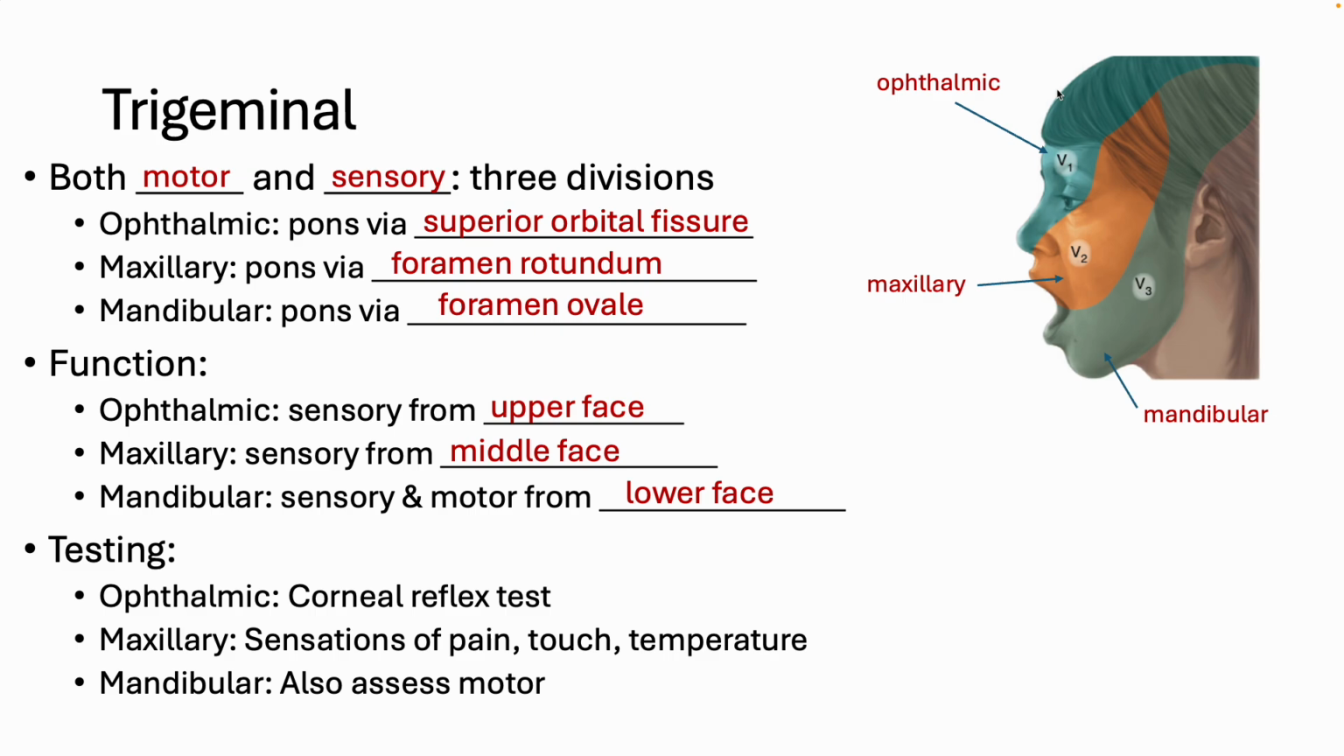Testing, you can use the corneal reflex test to test the ophthalmic division. The maxillary, you test sensations of pain, touch, and temperature, and mandibular. In addition to the sensations, you're also going to be assessing motor skills.